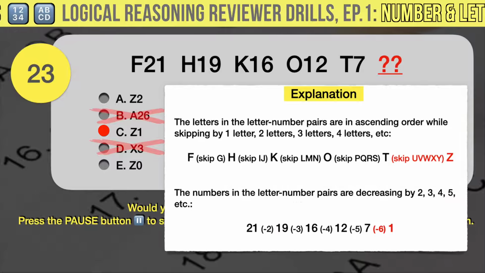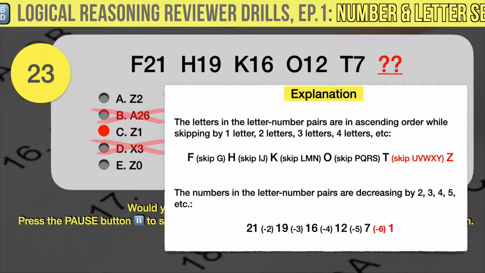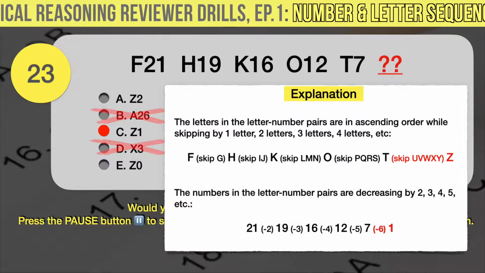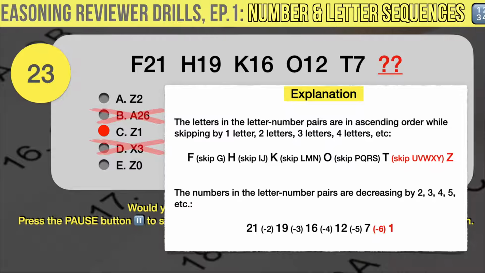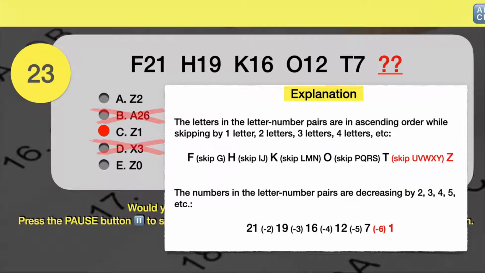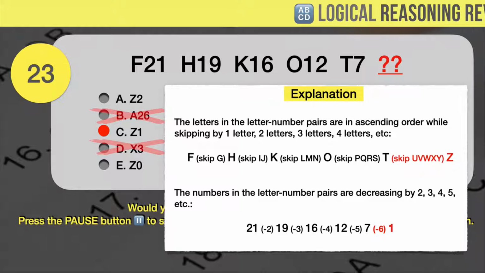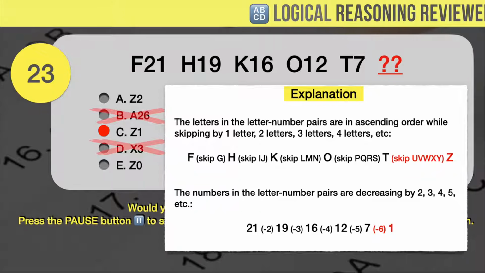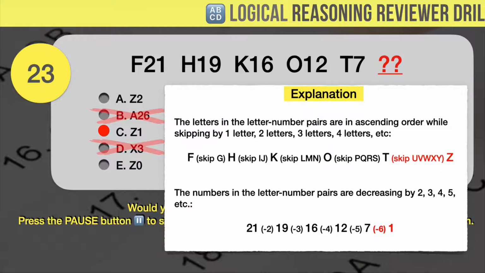The numbers in the letter number pairs are decreasing by 2, 3, 4, 5, etc., as follows. 21 minus 2 equals 19, minus 3 equals 16, minus 4 equals 12, minus 5 equals 7, minus 6 equals 1. Therefore the next number should be 1. The next letter number pair in the sequence is therefore Z1.